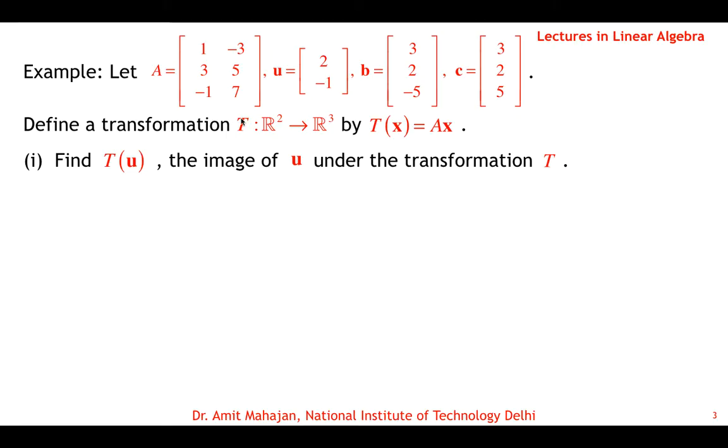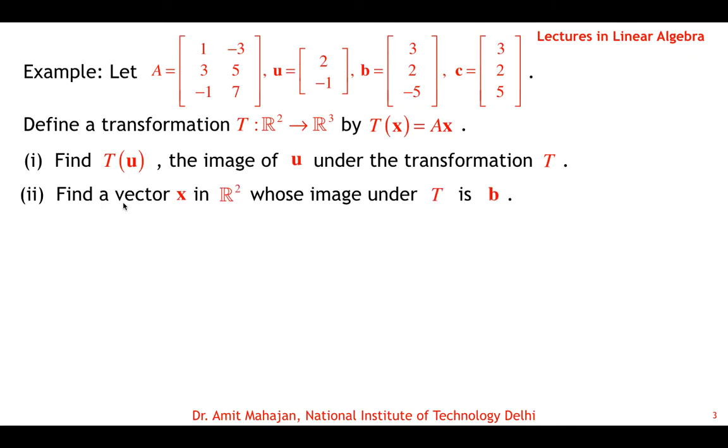So if we define a transformation T from R2 to R3 by T(x) = Ax, the first question is to find T(u), the image of u under the transformation T. Clearly T(x) is Ax, so T(u) will be A times u, so we can simply calculate A times u, and that will be the image of u under the transformation.